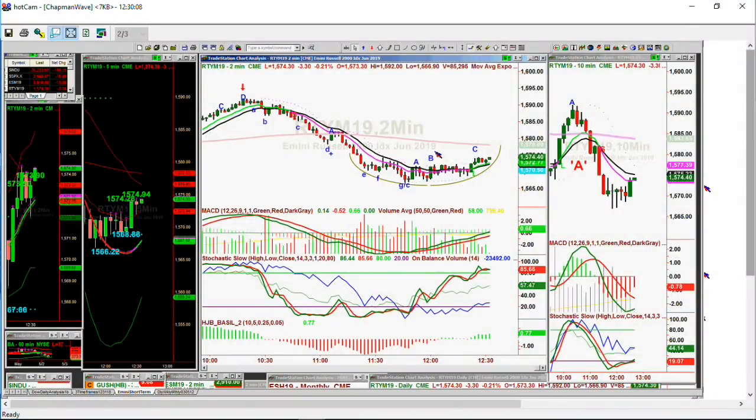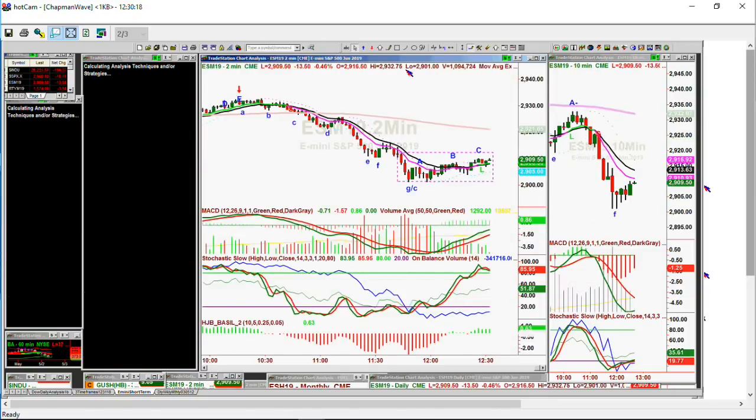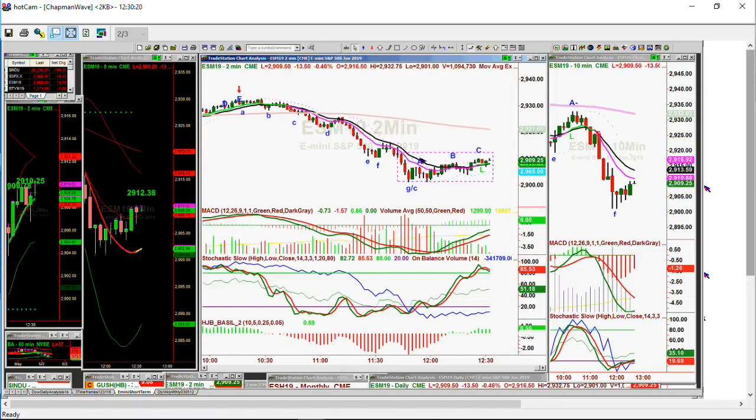Hi everyone, so you can see the RTY, the Russell 2000, has gone to a leg C. It's just gone to the 2 minutes, gone to a leg D. Let's see what the E-mini is doing here. ESM, that's also trying to get to a D, but it's in this lower rectangle formation. So we're going to be watching that.